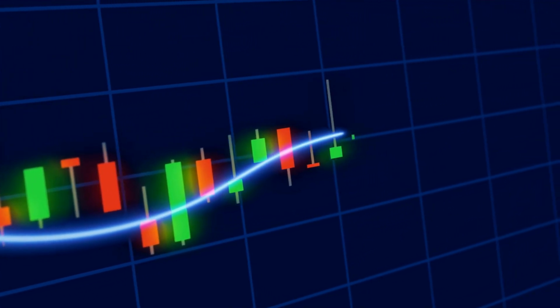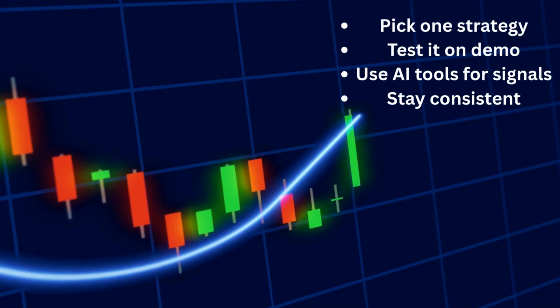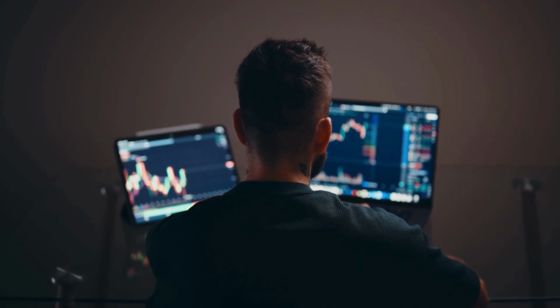How to start today? Pick one strategy, test it on demo, use AI tools for signals, and stay consistent. Keep it simple. That's how traders win.